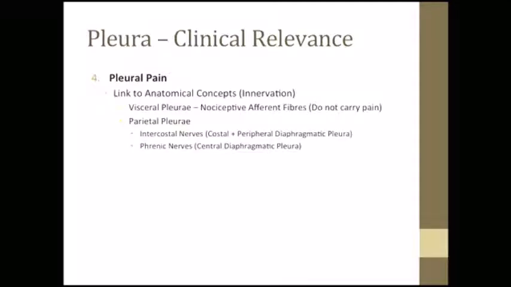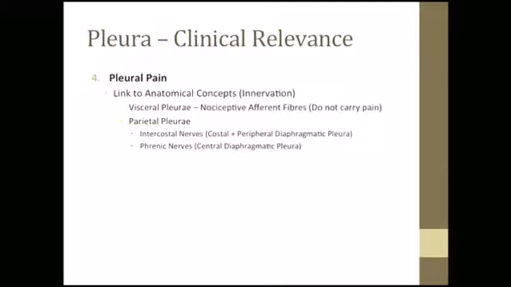To link it back to the anatomical concepts, the visceral pleura is innervated by your nociceptive afferent fibers. So this is quite a misnomer. It's quite a bad naming strategy because although it says nociceptive, which indicates pain, these fibers do not actually carry pain, okay? And the parietal pleura is innervated by your intercostal nerves, which innervate the peripheral of your diaphragm and the costal parts of the pleura as well. While the phrenic nerve innervates the central part of your diaphragmatic pleura.